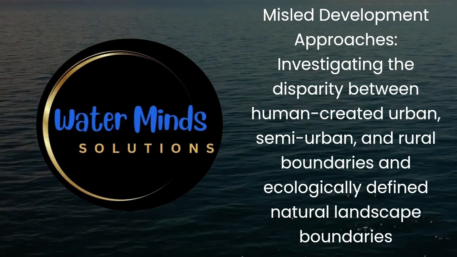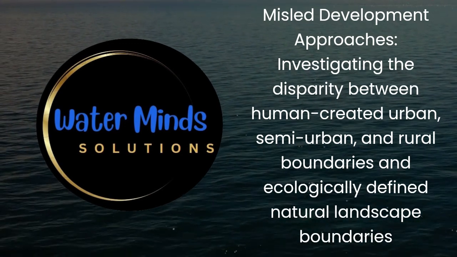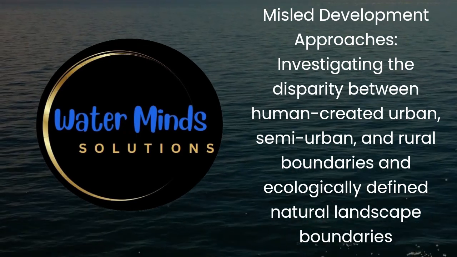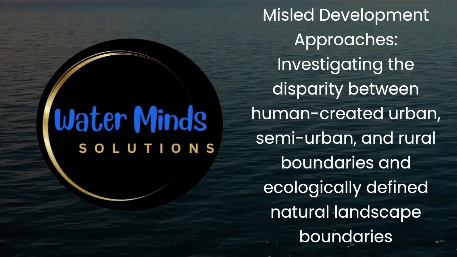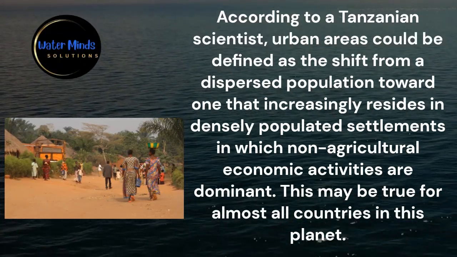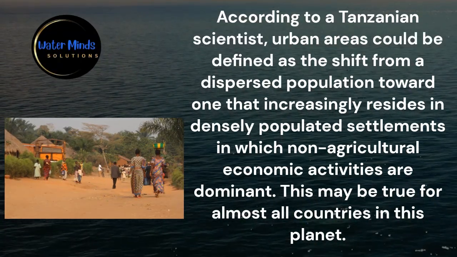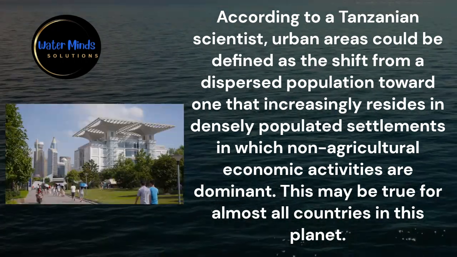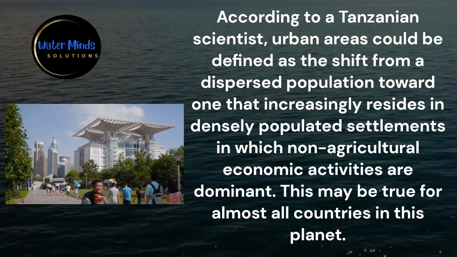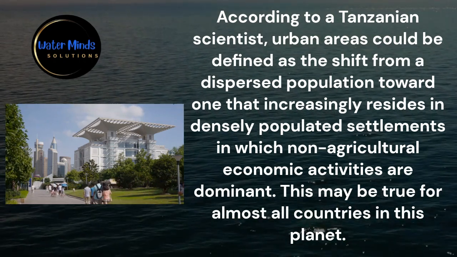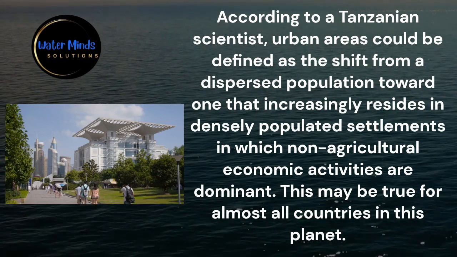Misled development approaches: investigating the disparity between human-created urban, semi-urban, and rural boundaries and ecologically defined natural landscape boundaries. According to a Tanzanian scientist, urban areas could be defined as the shift from a dispersed population toward one that increasingly resides in densely populated settlements in which non-agricultural economic activities are dominant. This may be true for almost all countries in this planet.